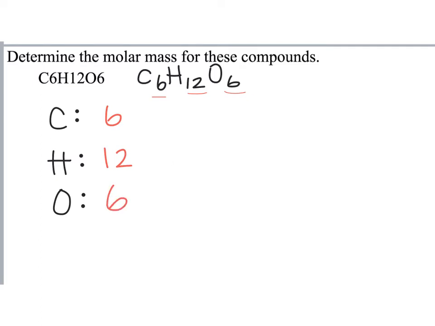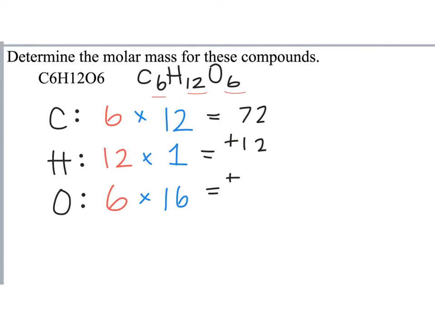Then multiply them times their molar masses, or their atomic masses. Carbon is going to be 12, hydrogen is going to be 1, and oxygen is going to be 16. Multiply these out and add them up. 72 plus 12 plus 96 is going to lead you to your overall answer, and what we're finding here is the molar mass of this substance, which is going to be 180 grams per mole.